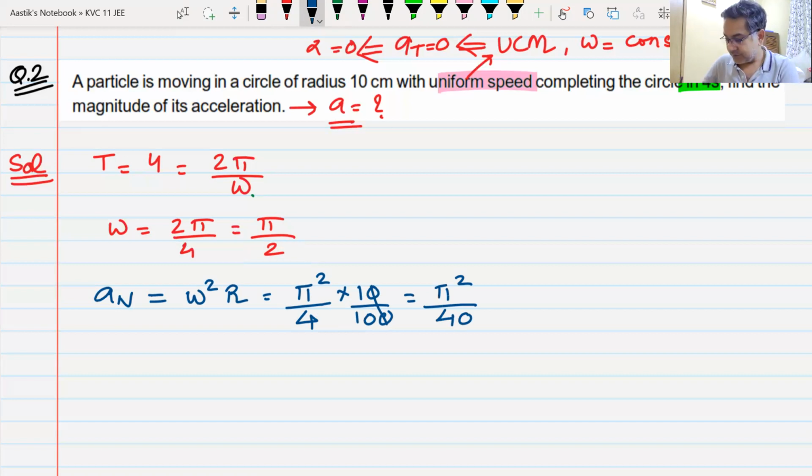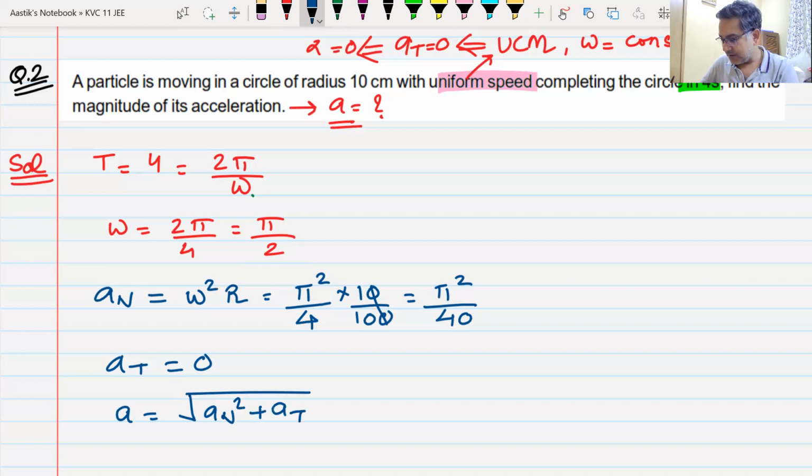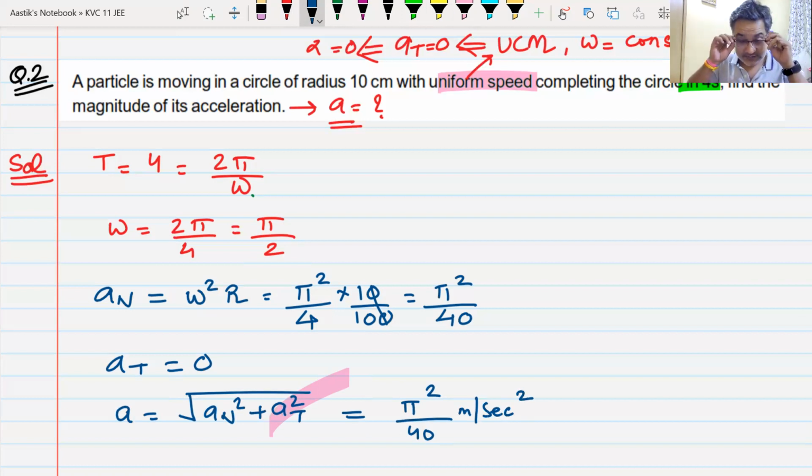If we talk about the tangential acceleration, the tangential acceleration is 0. Total acceleration is under root of an square plus at square. It does not have any tangential acceleration, so this goes away. So the total acceleration is pi square by 40 meter per second square. And that is the answer that I was looking at. I don't know what you have got, but this is the correct answer.